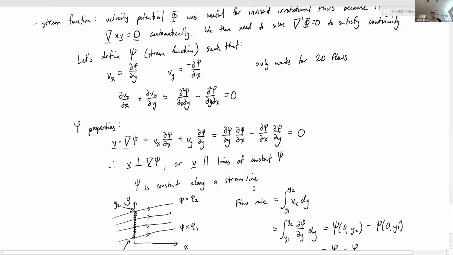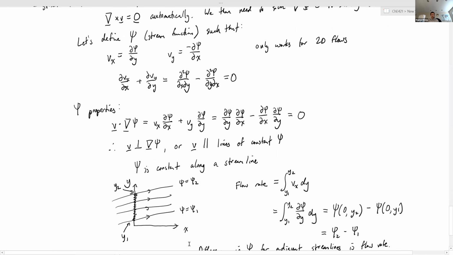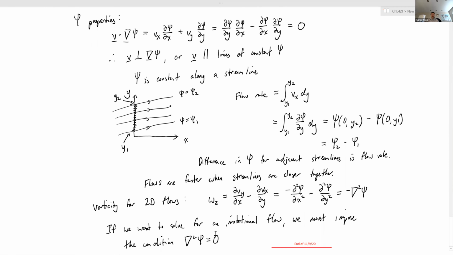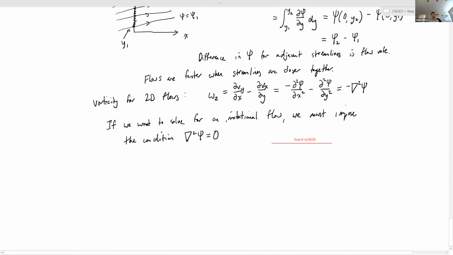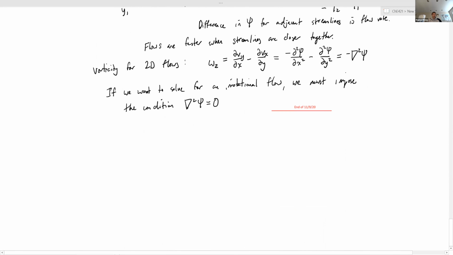And that actually gave us basically the same equation: del squared of psi, the stream function, has to equal zero. And then you can undergo almost identical math to figure out what the psi function would be and then figure out the velocity potential.